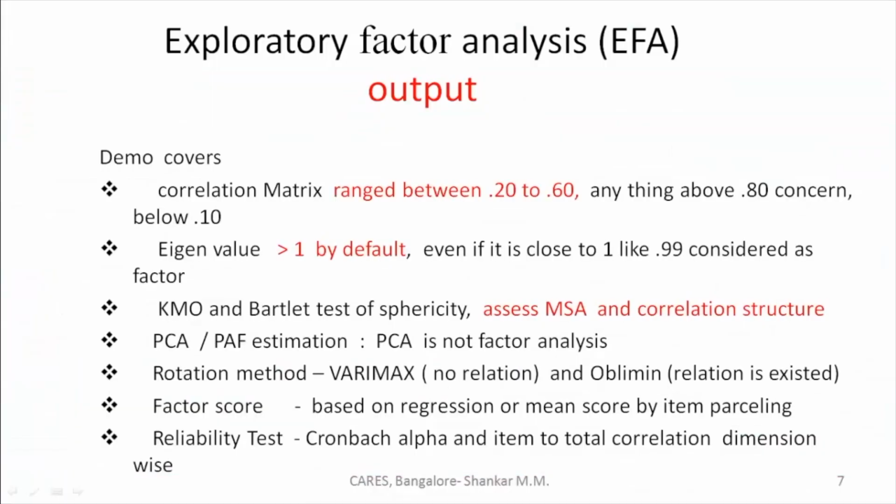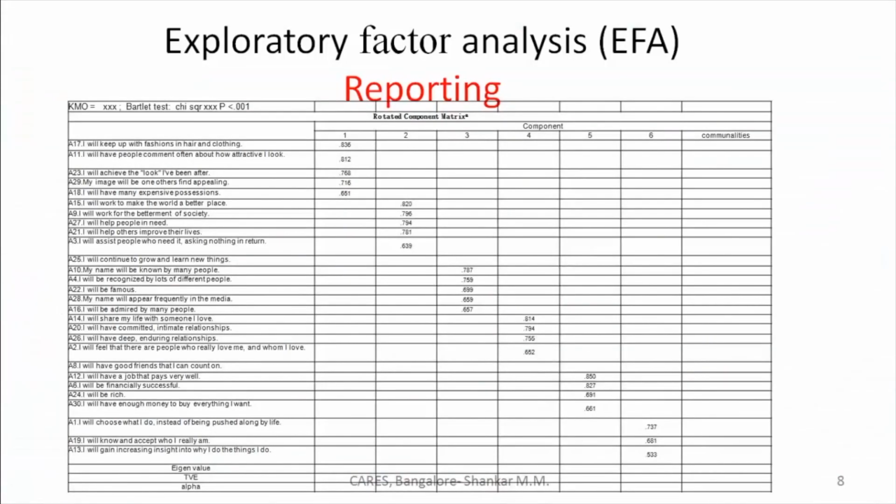Let me go back to our TP. So this is how the reporting is expected. For instance, the first year will show the KMO test and Bartlett test value, and we'll add an eigenvalue, EV, and alpha. And here we'll keep the commonalities. So all these things can be obtained in a single page.